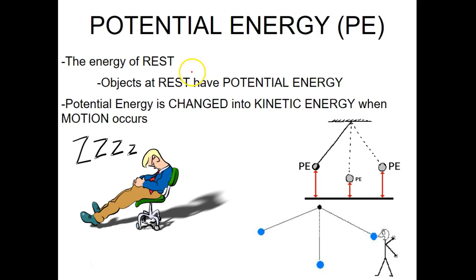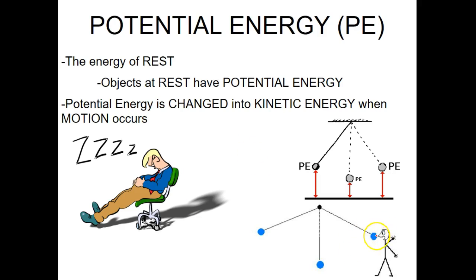The next thing is, well, if there's something that we can call energy of motion, we have to talk about energy at rest, and that's called potential energy. So objects that are at rest have potential energy. They have the potential to move, or they have the likelihood that they will move. So potential energy is changed into kinetic energy when motion occurs. So anything that's sitting at any position, any point in time, it technically has potential energy.